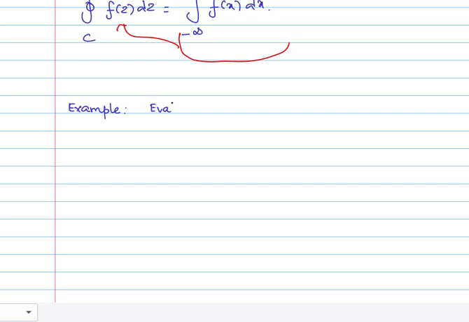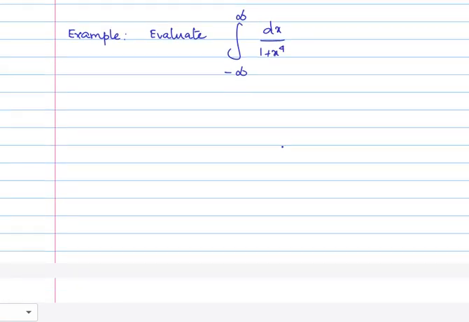Evaluate the integral from minus infinity to plus infinity of dx divided by 1 plus x power 4. This function is very difficult to integrate, first of all, because the antiderivative is very difficult. So now I am going to use the Cauchy integral formula only.